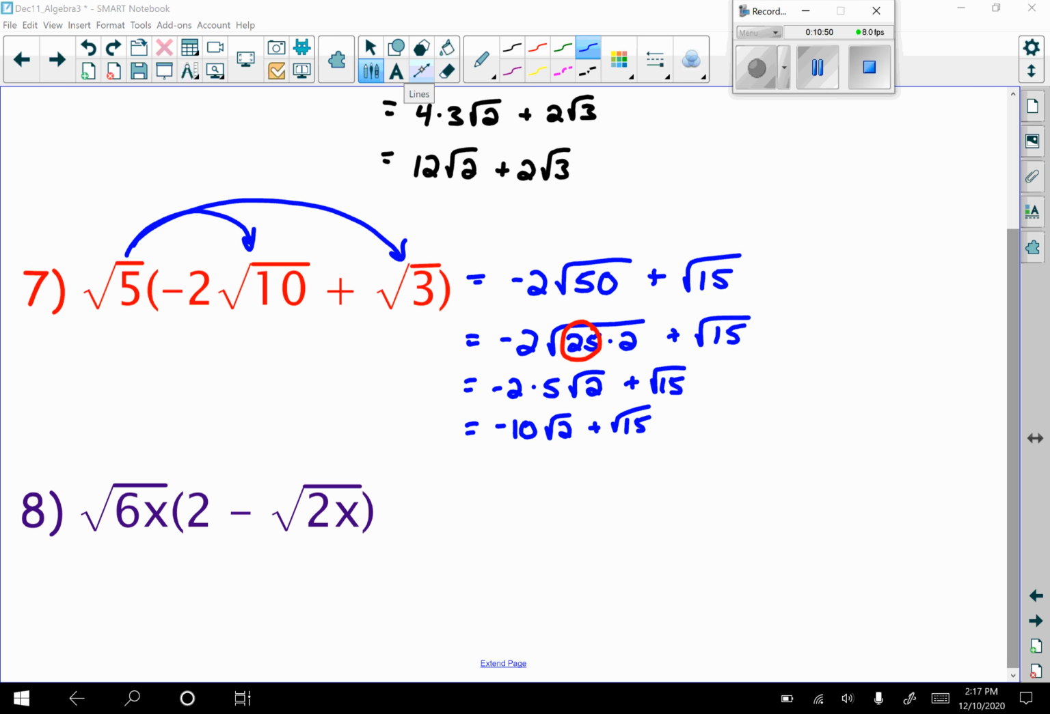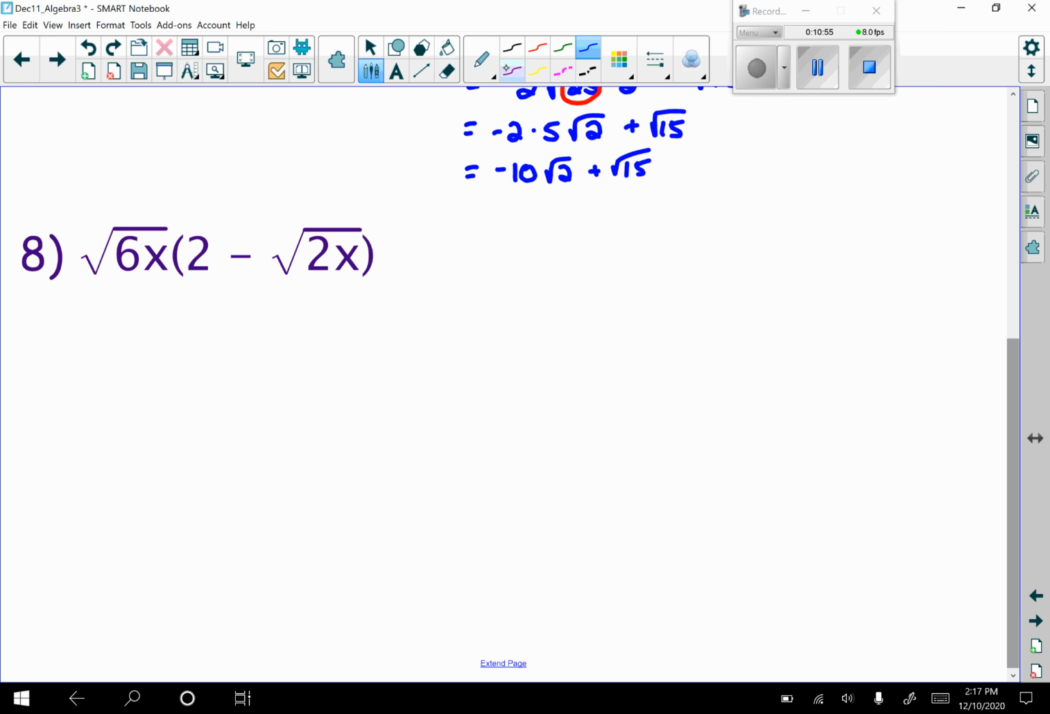Again, pause the video if you want to try number 8 on your own. But it's the same process. We just have to be careful because there's a variable in here now. So keep the video paused if you still need more time. I'm going to go ahead and go over this now.